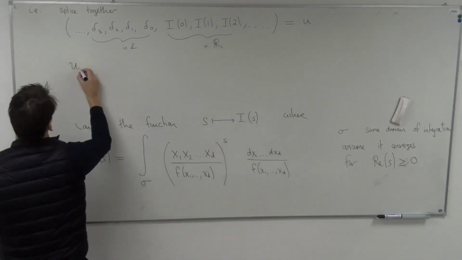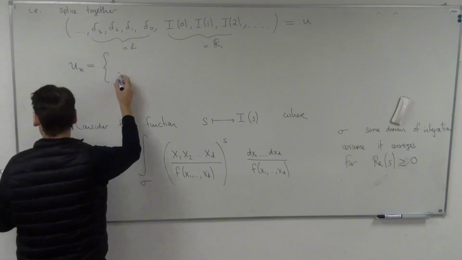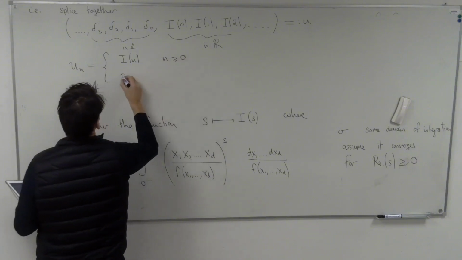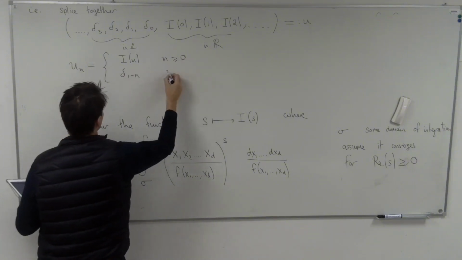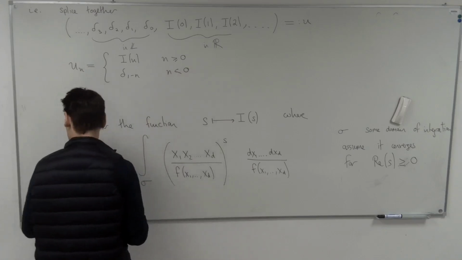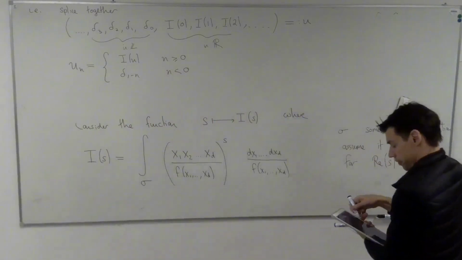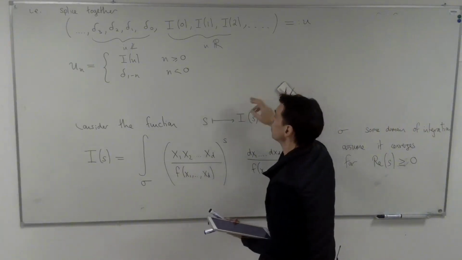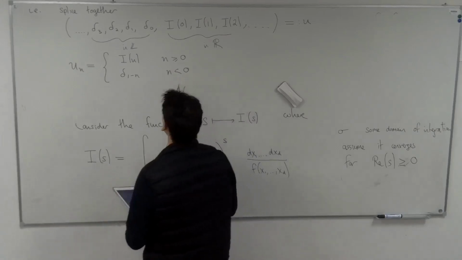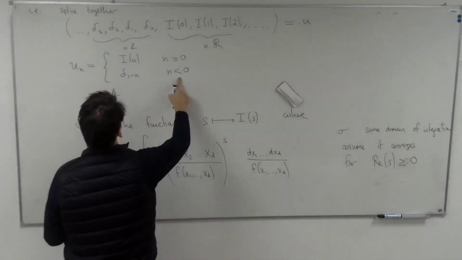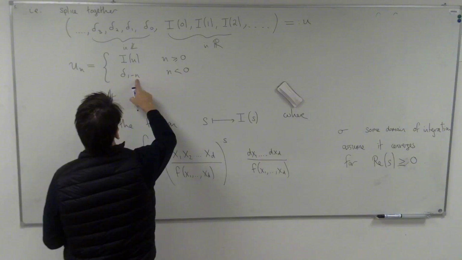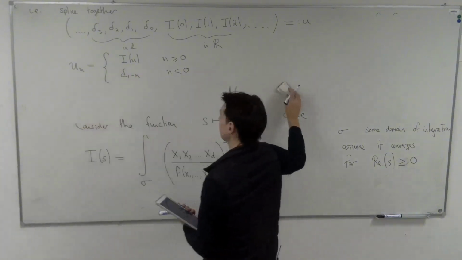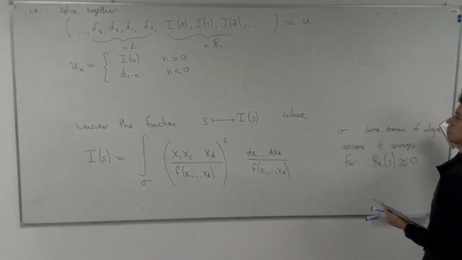So u_n is I_n if n is bigger than or equal to 0, and delta_{1 minus n} if n is strictly less than 0. If n is minus 1, I'm going to get 1 minus 1, thank you, yeah. Minus 1 minus n. Yes, I agree.